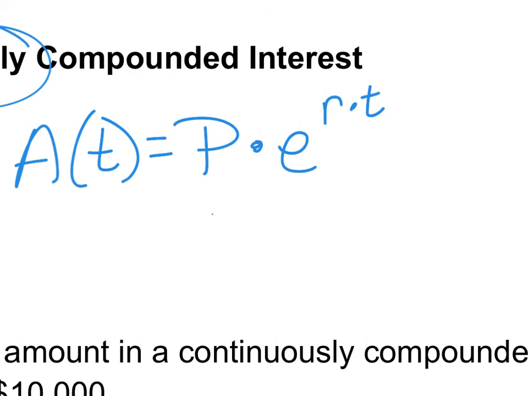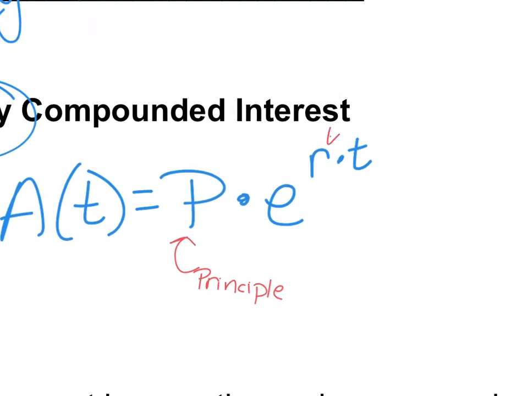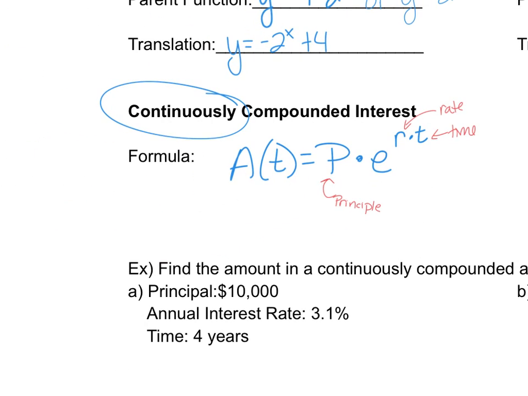Okay, sorry. So now P is your principal. e is a number. r is your rate of increasing or decreasing, it depends. This is usually increasing. And t is time, of course. A of t is the amount after t time.